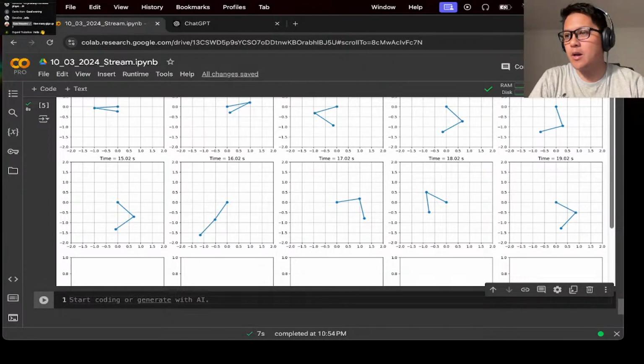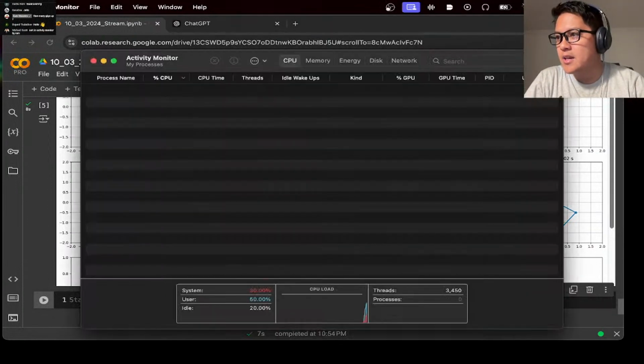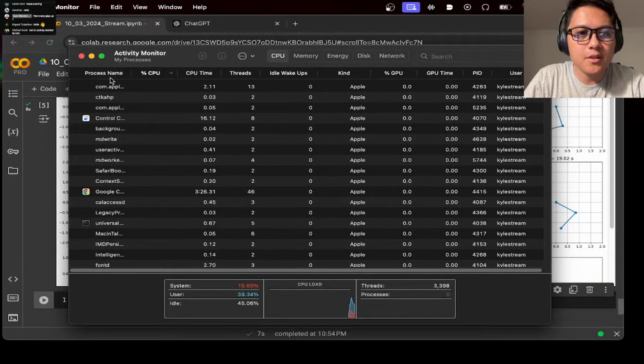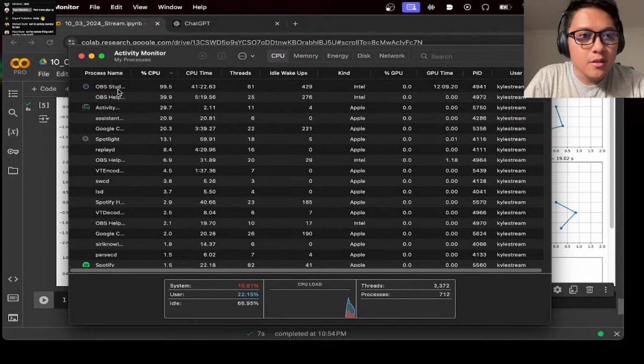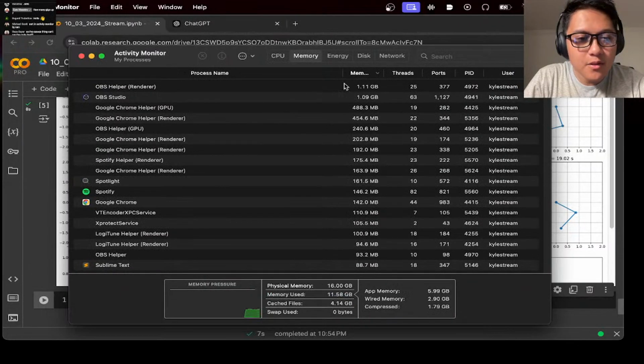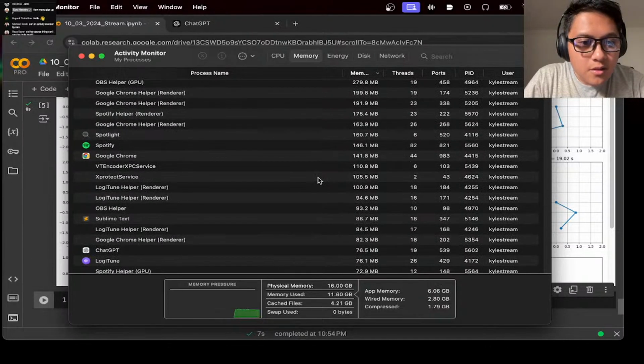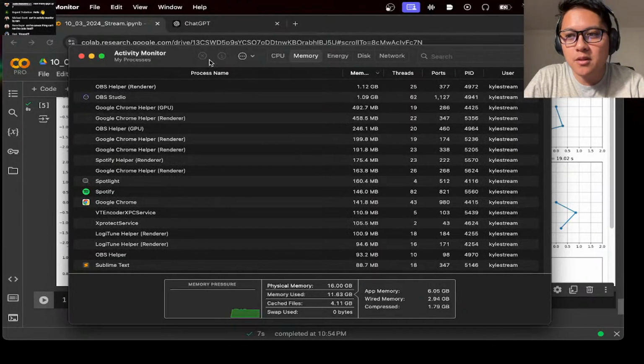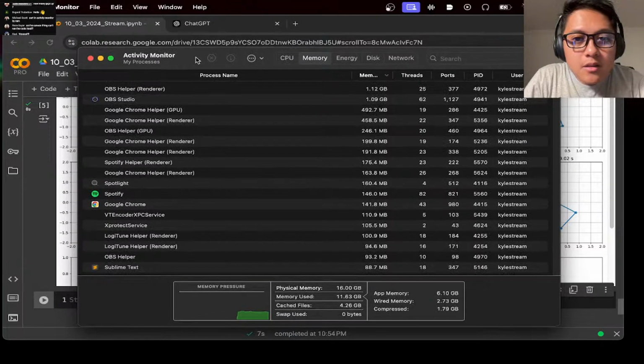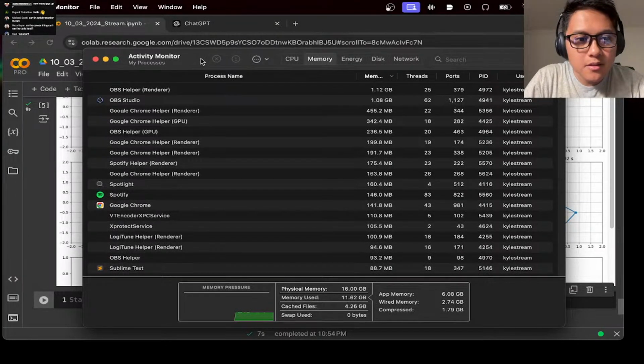Sort Activity Monitor by RAM. Alright, let's see here. No, it can't run the thing itself. I have to use it. Alright, let's take a look at this thing here. Let's sort by RAM. What is the thing that is killing everything here? Dang, there's a lot of Chrome stuff here. It's OBS doing most of it. OBS helper renderer. Dang, it's using a gig? That's interesting.